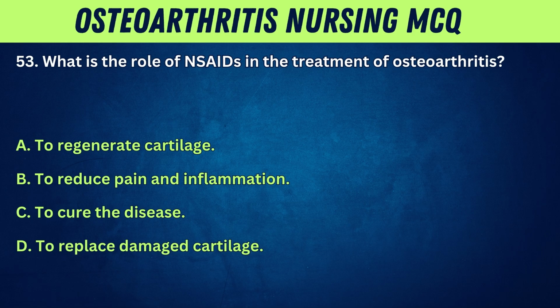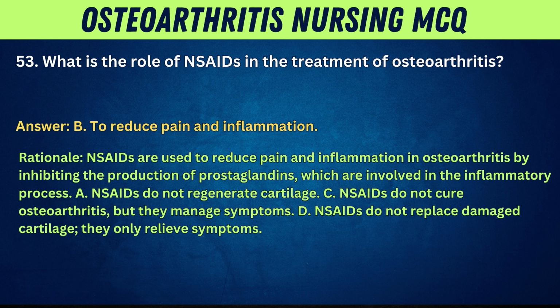53. What is the role of NSAIDs in the treatment of osteoarthritis? A. To regenerate cartilage. B. To reduce pain and inflammation. C. To cure the disease. D. To replace damaged cartilage. Answer: B. To reduce pain and inflammation.